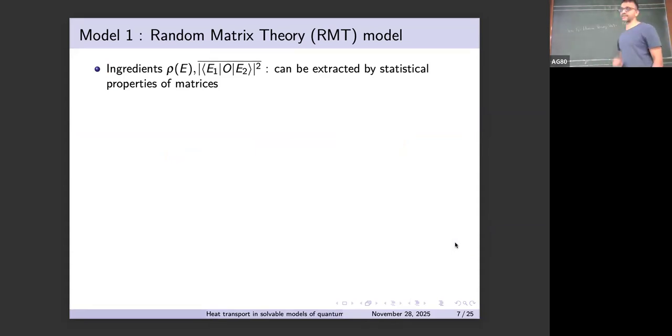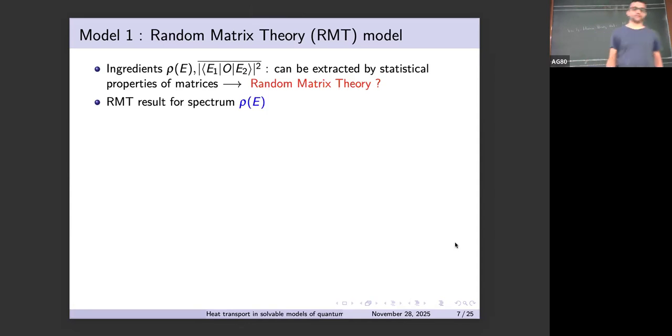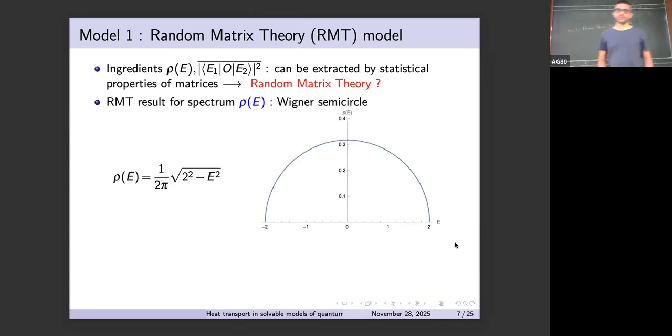And this can be extracted from the properties of matrices, let's say the Hamiltonian and the operators. So this kind of question, random matrix theory is perfectly suited to address. For example, you could ask what is rho of E in a typical random matrix theory model. If you take unitary random matrices, you get a Wigner semicircle. There are very few parameters here, just the cut distance is all there is.